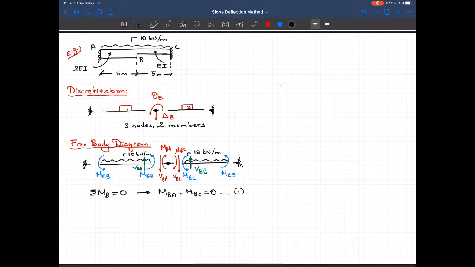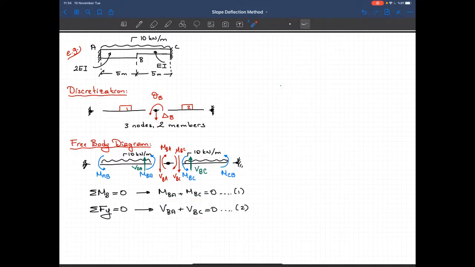For the second equilibrium equation, there's a translational degree of freedom. So I have to write the force equilibrium. Sum of forces in y direction should be equal to 0. So this tells me that VBA plus VBC is equal to 0. That's my second equation. Now, as you see, I got two unknowns and I have two equilibrium equations.